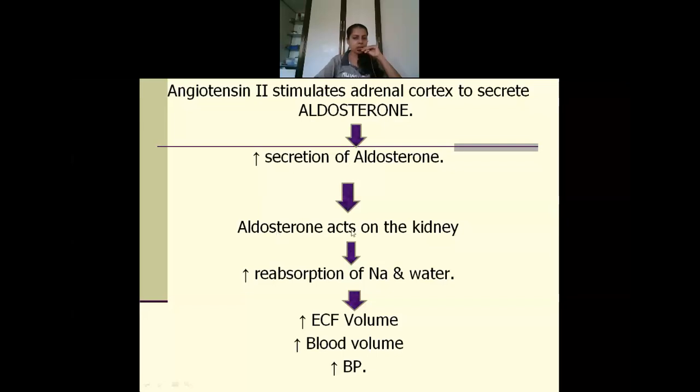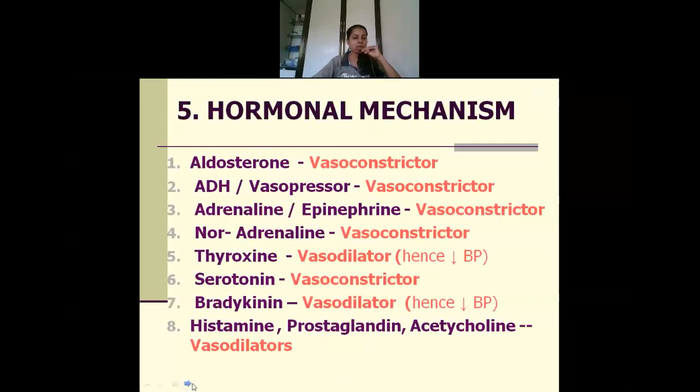Aldosterone is the hormone which acts on the kidney, and the main function of aldosterone is it reabsorbs water and sodium. It will reabsorb the sodium and water. So what will happen when there is reabsorption? Not excretion, reabsorption. So when there is reabsorption, fluid volume will increase, blood volume will increase, and BP also will be increasing. So that was regarding the renal mechanism.